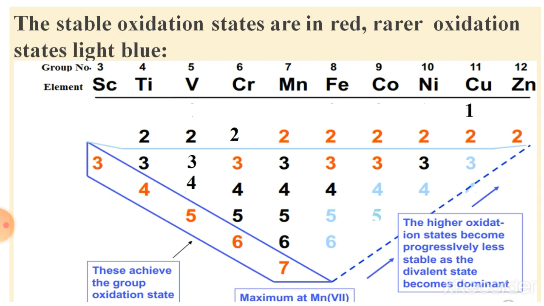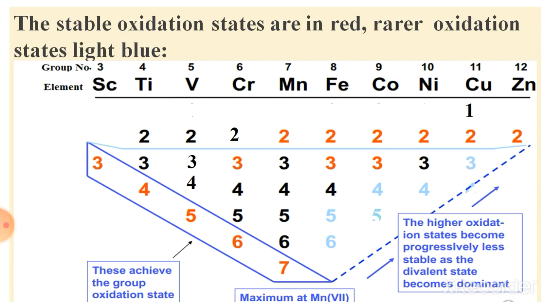The group numbers are also given here: 3, 4, 5, 6, 7, 8, 9, 10, 11, 12, and the elements are also given. Group number 3 contains the first element scandium, 4 titanium, group 5 contains vanadium, group 6 contains chromium, 7 Mn, 8 Fe, 9 cobalt, 10 nickel, 11 copper, 12 zinc. So this is about the elements and their group numbers.